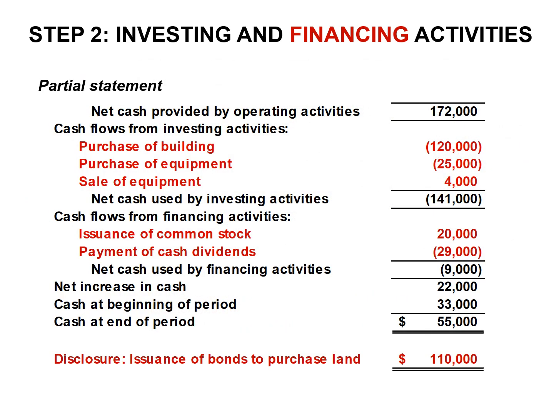Here is a partial statement, and again, the focus is on the investing and financing activities. You can see the purchase of the building and the equipment are negative or outflows, whereas the proceeds from the sale of the equipment is an inflow, a positive number. Issuing common stock shows as a positive number because it's an inflow, whereas the payment of cash dividends we're going to show as a negative number, which represents an outflow.